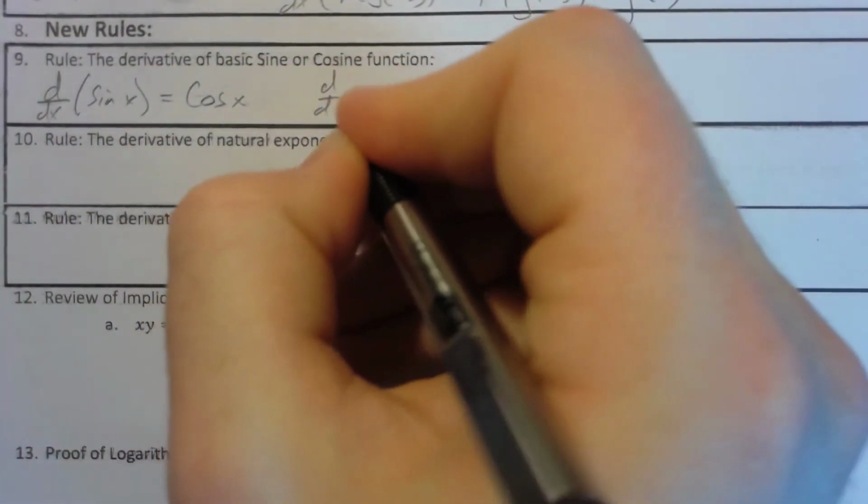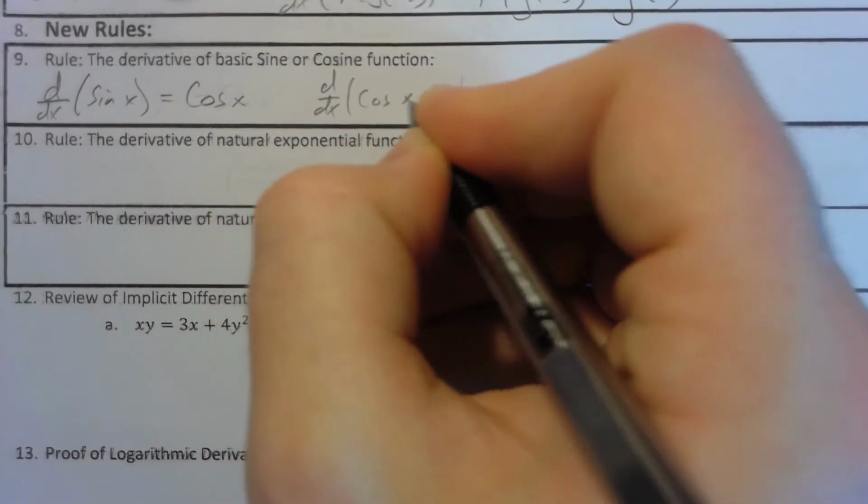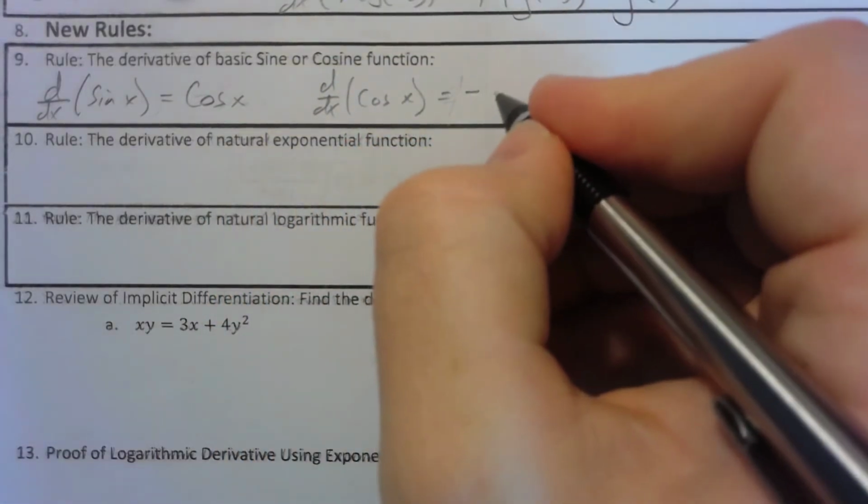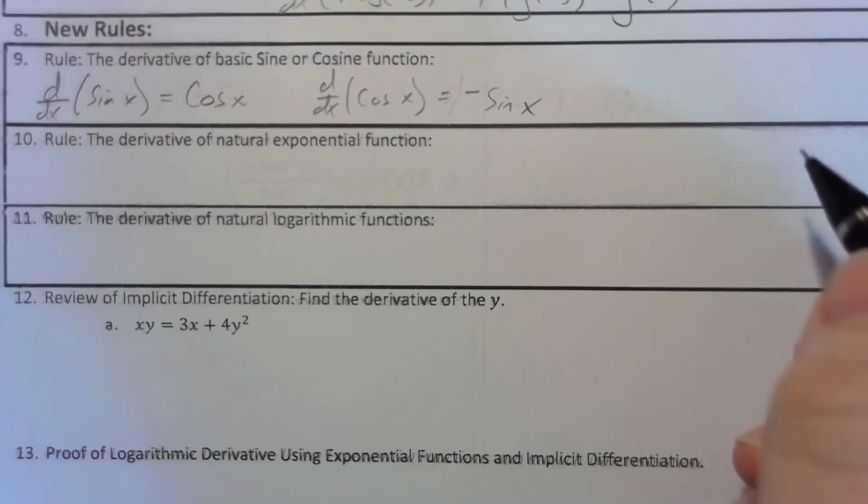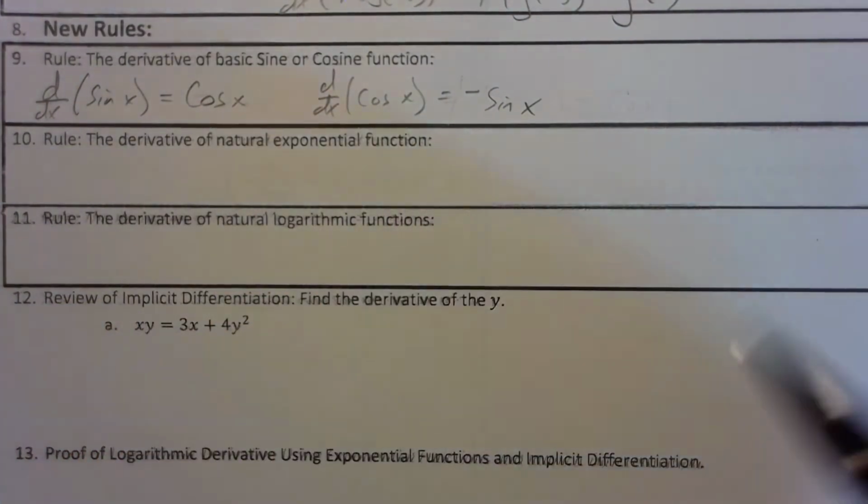And then if we do the derivative of cosine of x, that is going to be something similar, but it's going to have a negative of sine of x. Okay? Your derivative of natural log or natural exponential function.